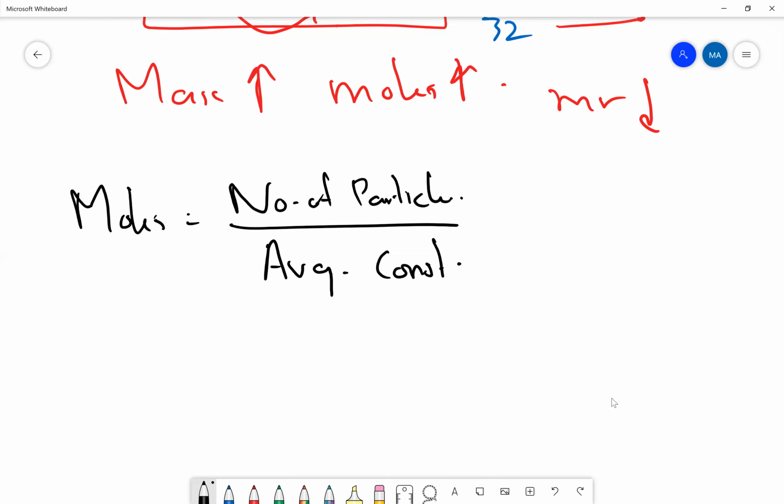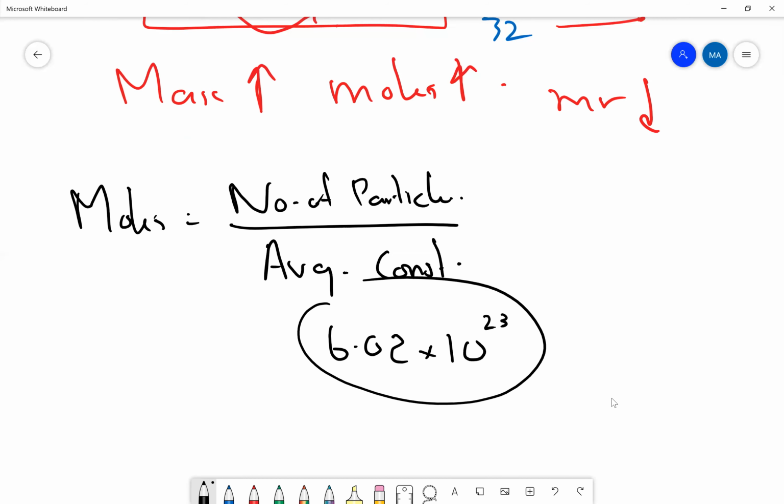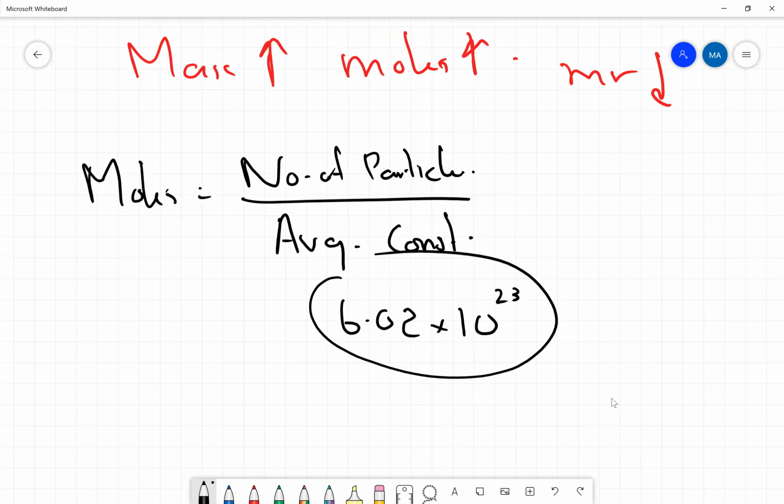Do you remember this? I forgot. I'm not revising it. All right, no problem. Avogadro's number is basically 6.02 times 10 raised to the power of 23. This is the value. This value never changes, okay? It'll always be the same. 6.02 times 10 raised to the power of 23.